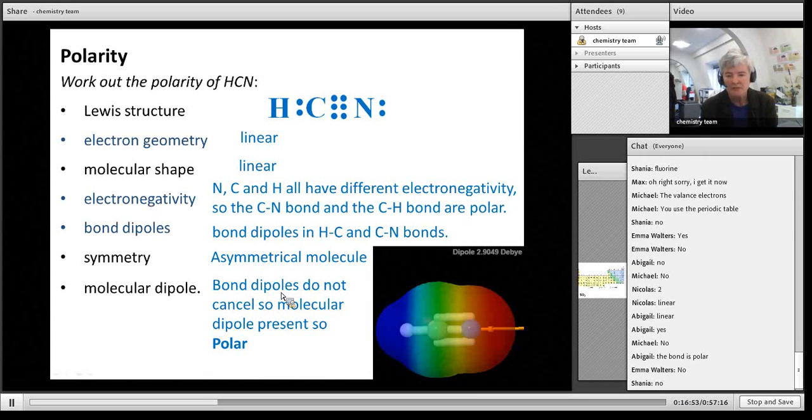It's like a tug-of-war team where the tension in the rope is the bond dipole, but the rope is the bond. Okay, so if you've got an equal tug-of-war team, and one's pulling one way and the other one's pulling the other way, if they're equal strength, that tension is there, but it's centered on that central point.